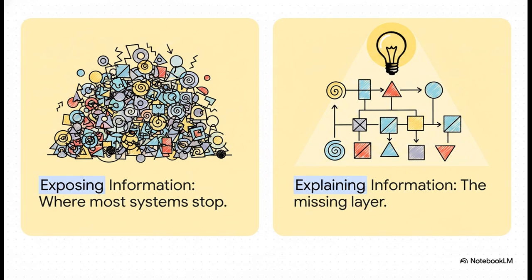The real value, the true power of information, lies in explaining that information. This is the missing layer in our current digital infrastructure. It's the critical difference between someone handing you a massive 1,000-page dictionary in a language you literally don't speak and actually taking the time to translate the words for you. Providing the dictionary merely exposes the information, but translating the words explains it. We absolutely have to move from merely exposing the raw inputs to actually explaining what we're looking at.